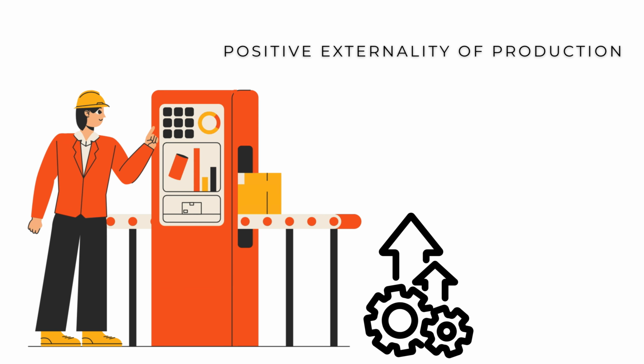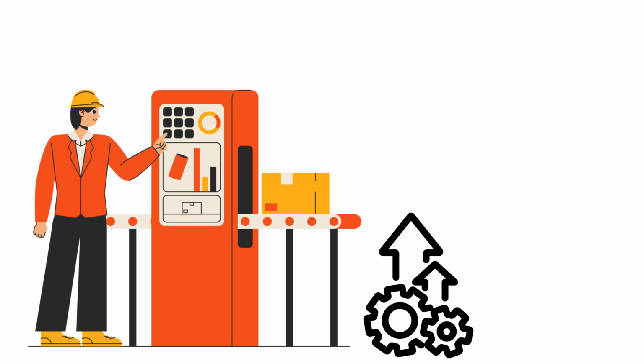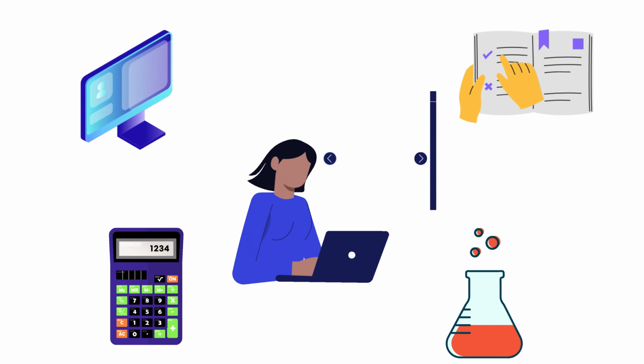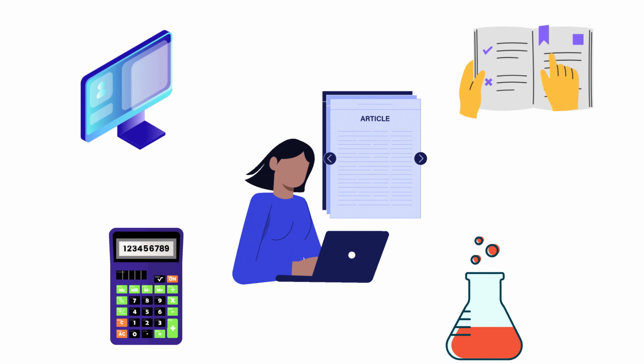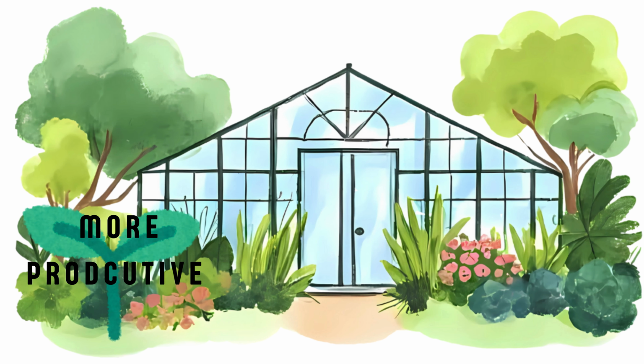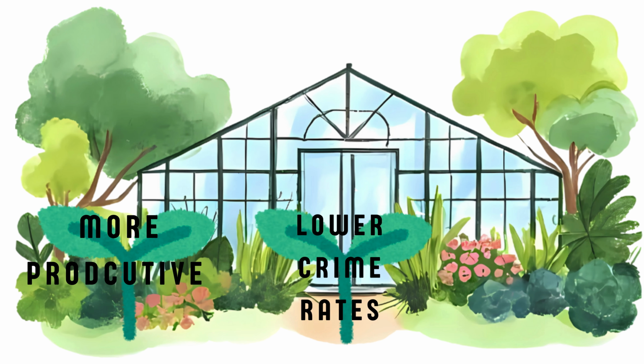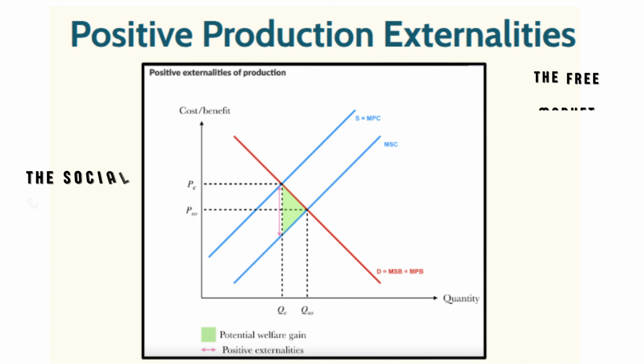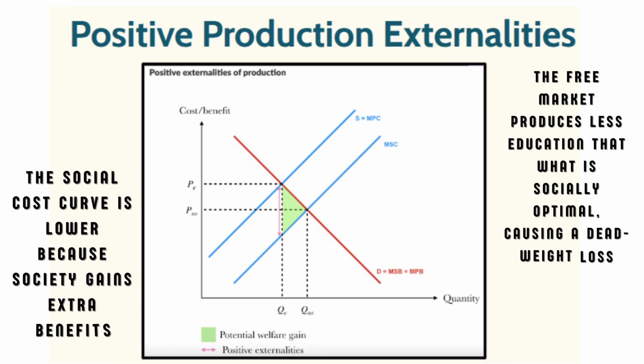Positive externality of production occurs when producing a good creates benefits for society. Education is a strong example of this. When schools educate students, individuals gain skills and a higher future income. Society also benefits from a more productive workforce, lower crime rates, and higher tax revenues. In the diagram, the private cost curve reflects the cost to schools.